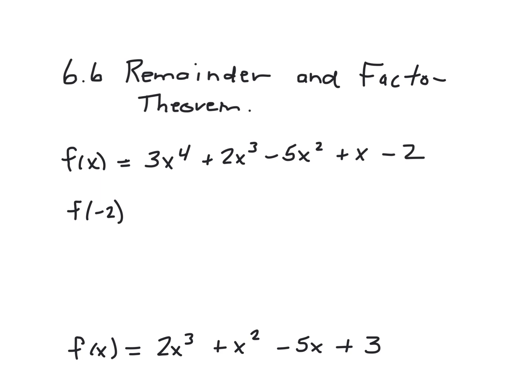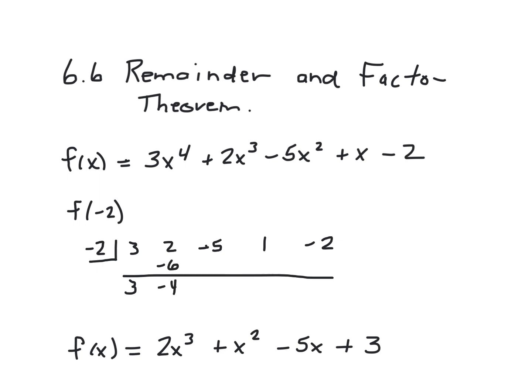We could also do this synthetically by putting a -2 out in front, listing my coefficients, and then bringing the 3 down, and then I would multiply and add, multiply and add, multiply and add, and I would get f of -2 to equal 8.